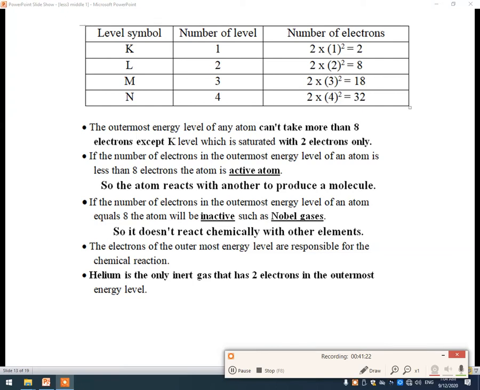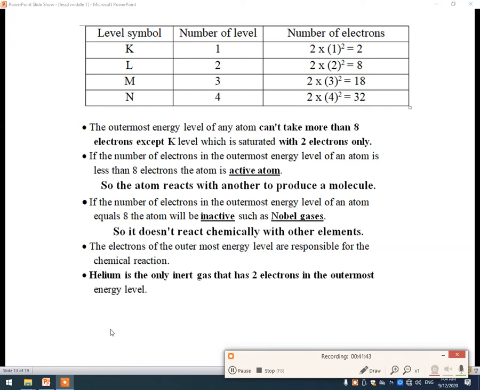electrons. Okay, can I calculate the number of electrons for O, P, Q? No. Why? Because the atom after the fourth energy level will be unstable. Take care. And you have here some important notes.